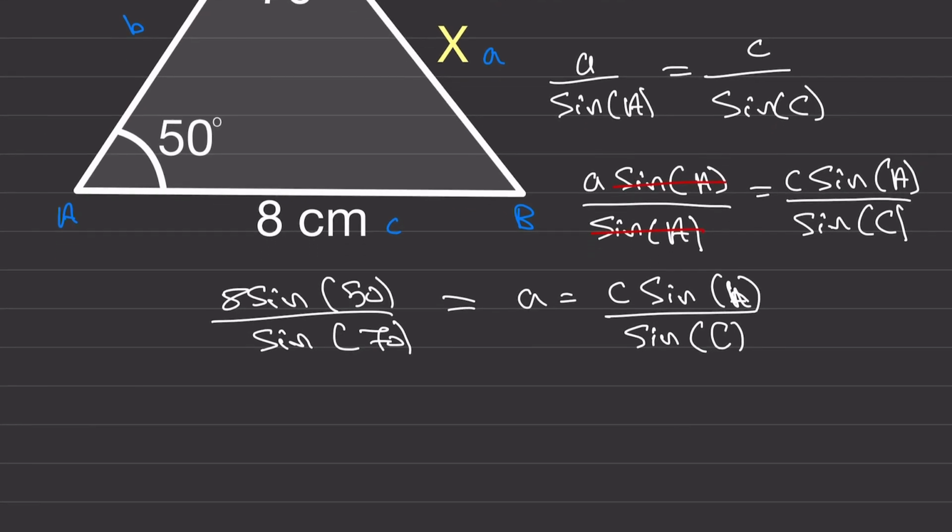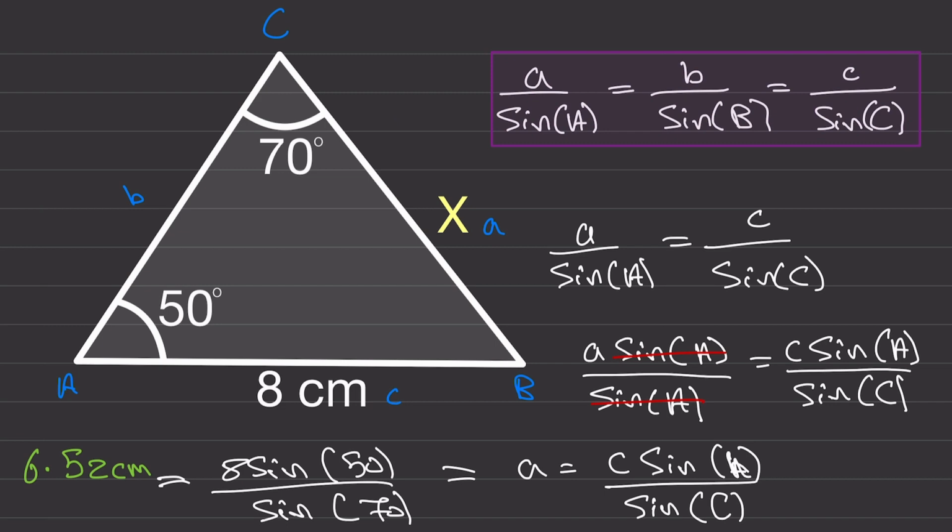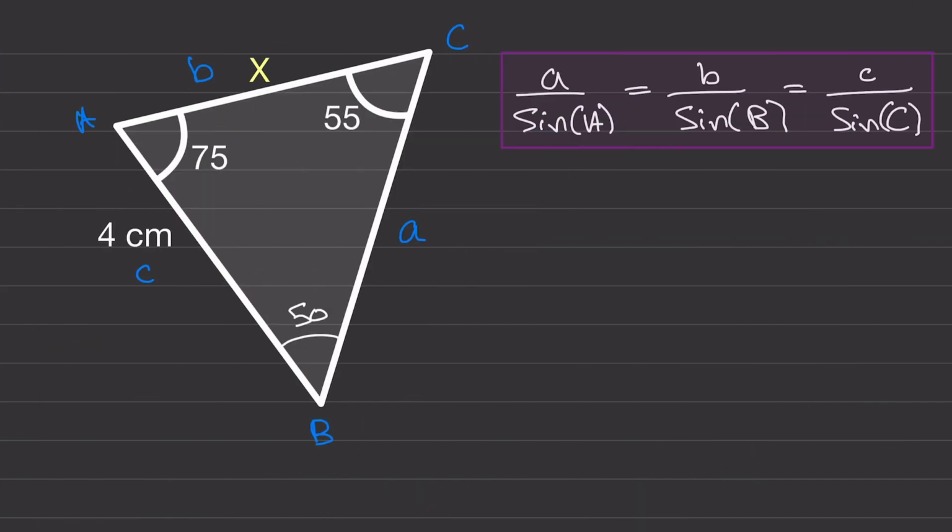Let's plug the values into the calculator and see what answer we get. That gives you 8 sine 50 divided by sine 70, and so that is 6.52 centimeters. That's our answer for x. Let's try another example here. Try doing it yourself, see if you can answer it. And if you can't, then just continue with the video.